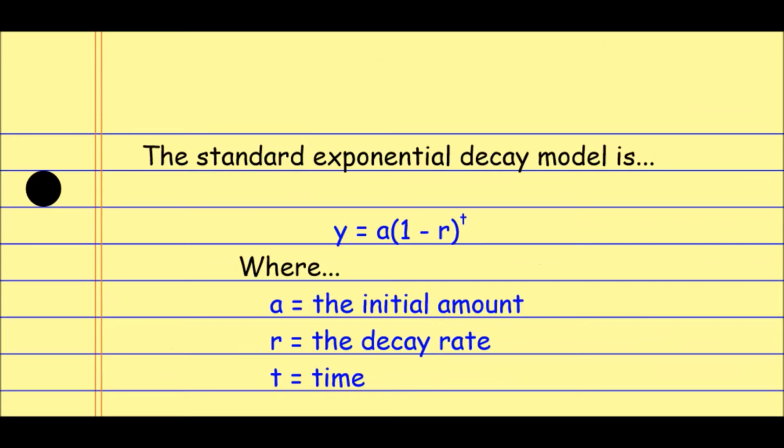Standard exponential decay model is this. For standard exponential decay, it's y equals a times (1 minus r) raised to the t. And once again, this is the same kind of thing as the standard exponential growth model, where we talk about it in terms of a percentage. See, before it was a percent increase, so I added the rate. Now it's a percent decrease. I'm decreasing that rate.